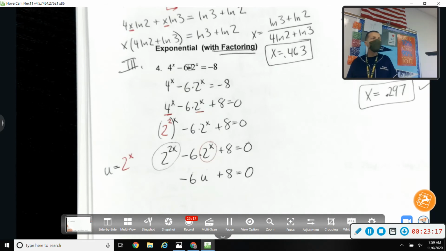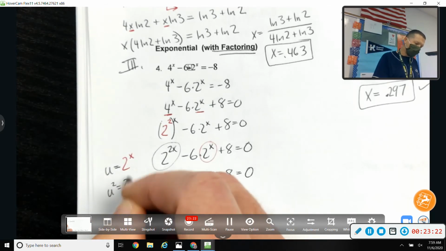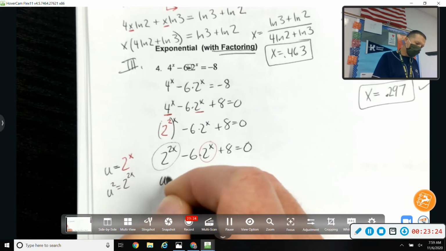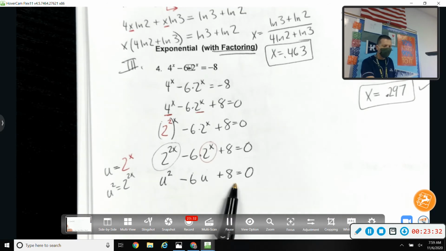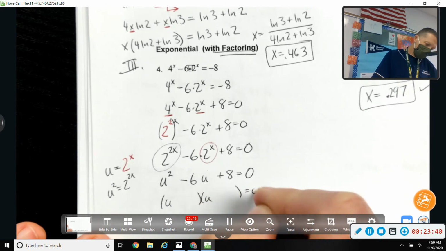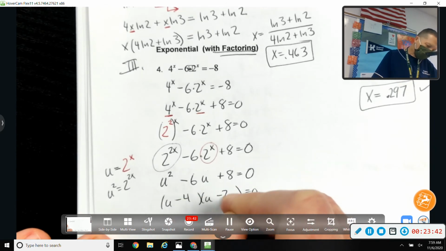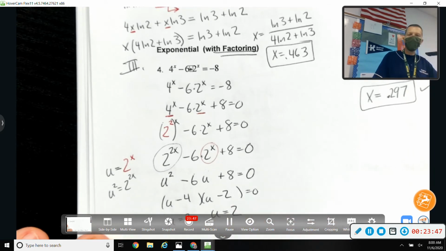U squared. If I square u, I would get 2 to the 2x. So yes, we have more letters, but it's a lot easier to work with factoring this than factoring exponent stuff. So u minus 4 and u minus 2. U equals 4, u equals 2.